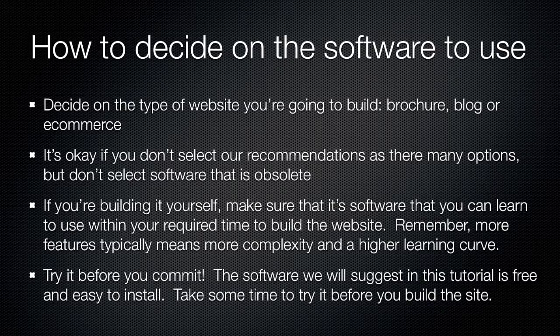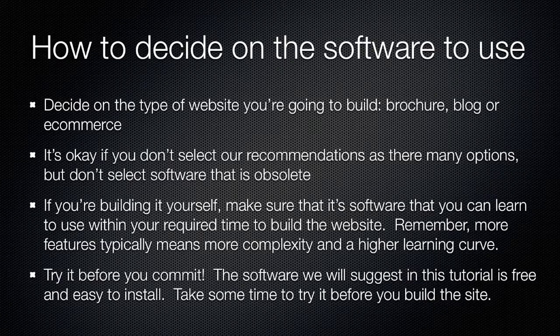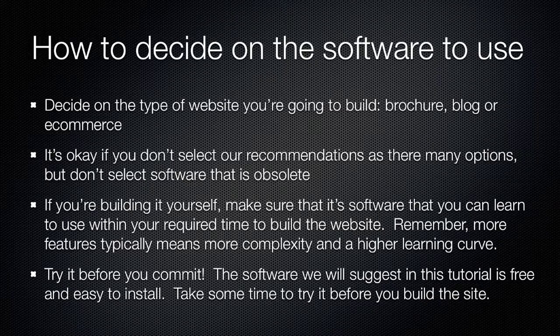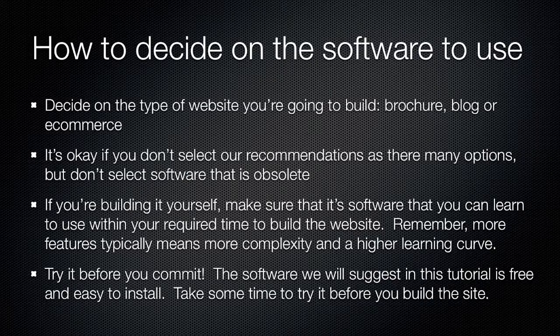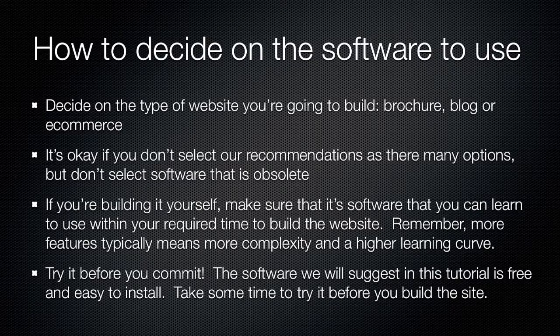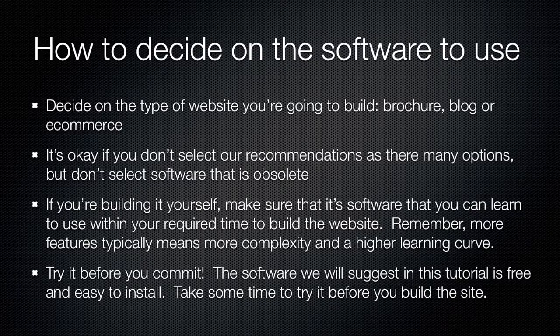First thing you need to do when you're deciding on your software is to decide on the type of website you're going to build, whether it's a brochure, a blog, or e-commerce website. Remember that our recommendations are exactly that. They're recommendations, they're not requirements. Just make sure that the software you select is not going to go obsolete or is not already obsolete.